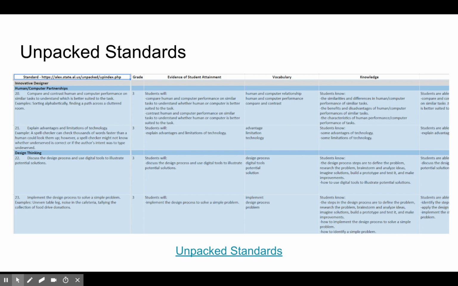Well, the ALEX team has actually unpacked all of the digital literacy and computer science standards. And what's great is they're built into the ALEX tool now. So when you click on a standard, there is now a separate link for the unpacking, and you can see the unpacking right there in line with the rest of the standards.